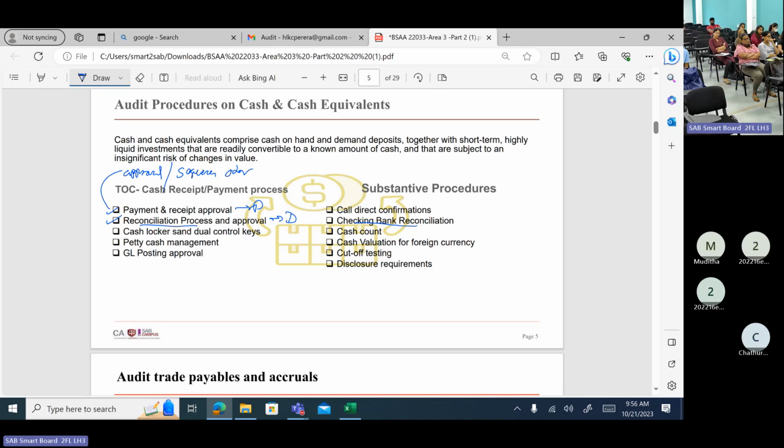So then other controls: cash locker, control of keys, plus let's say CCTV related to cash, or cash insurance, right? Cash insurance, in the sense that you may have cash in transit insurance. So whatever cash you are keeping in the locker, you can have an insurance policy, right? Petty cash management, GL posting approval. Those things can be evaluated.